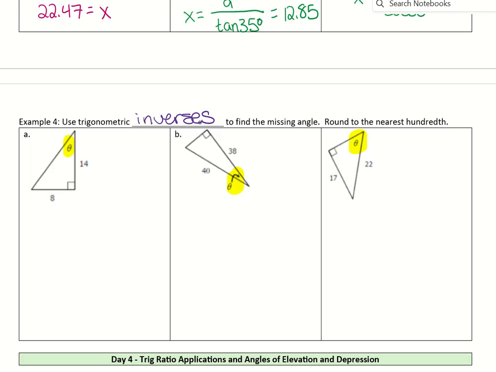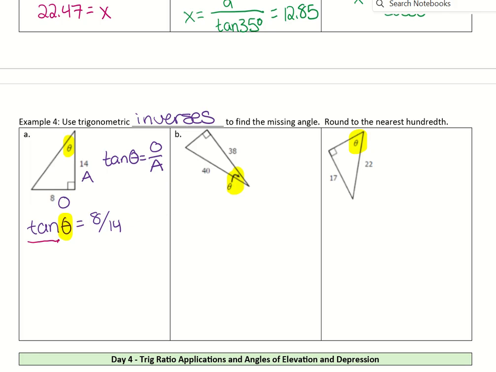So here, let's label the sides we've got. We've got opposite and adjacent. So we're going to use a tangent ratio. Tangent of theta equals O over A. In this case, tangent of theta is equal to 8 over 14. So now our job is to get theta by itself, and that theta is stuck inside of this tangent function.